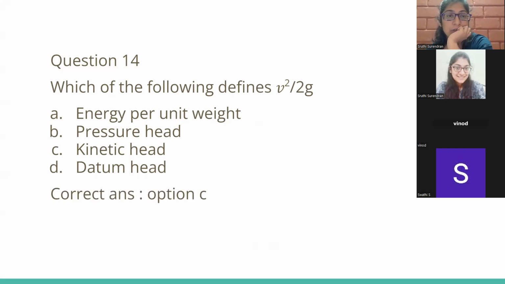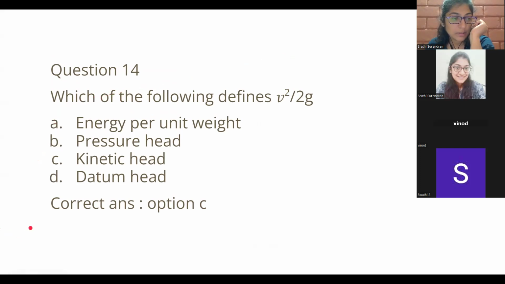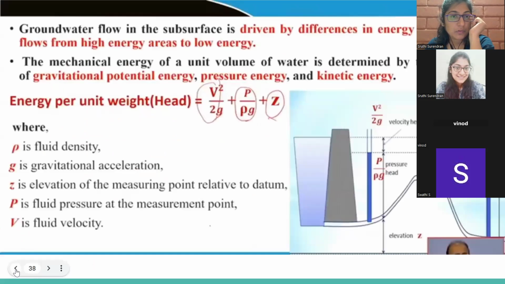So V square by 2G is giving us the expression for the kinetic head. We had done this in the previous portion. Here we are talking about the total energy of water is a sum of V square by 2G, P by rho G, and Z. Z is the energy possessed as a result of the height of the water, the position of the water above the mean sea level, or some datum from which we are taking the measurement. P by rho g is the pressure head or pressure energy, that is the energy possessed by water as a result of the pressure exerted by the water.